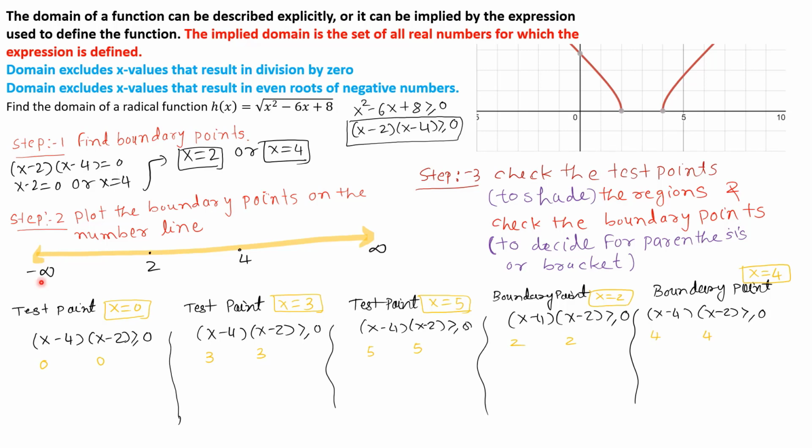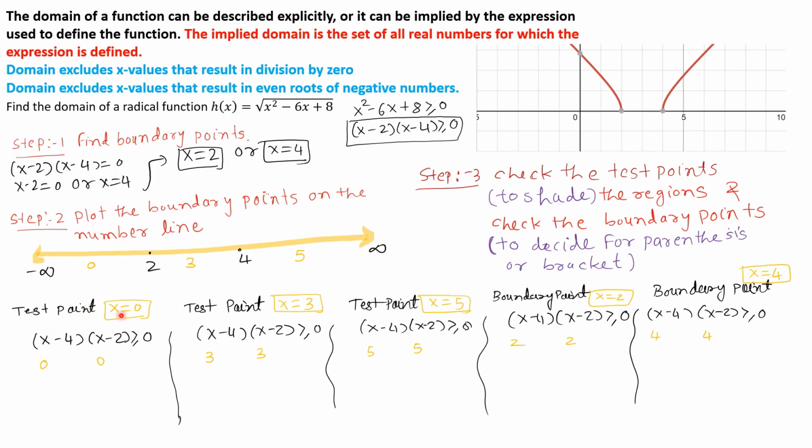Now we're going to choose the test points. For the interval from negative infinity to 2, I'm going to choose 0. So the value I choose here is 0. From this interval 2 to 4, I'm going to choose my test point as 3. So this test point is 3. And from this part 4 to infinity, I'm going to choose the test point 5. So my test point is 5.